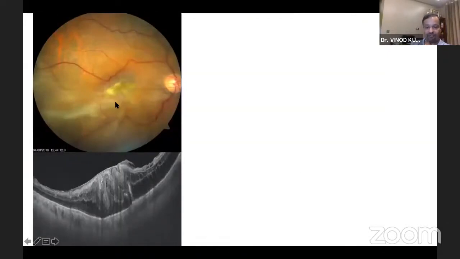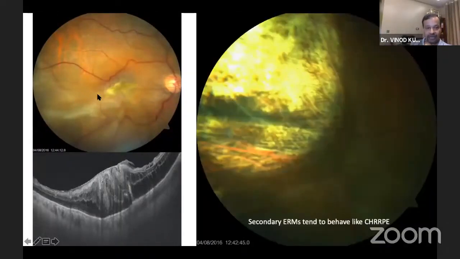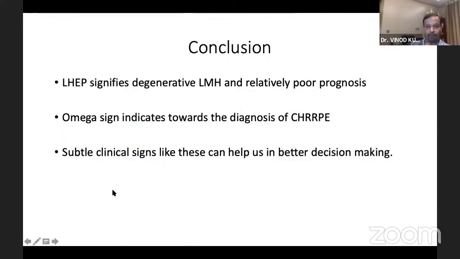But of late, we have realized that a similar situation can sometimes be seen in secondary ERMs, which can behave like CHRRP, combined hamartomas. So this is a patient who has undergone buckling surgery, had a secondary ERM, and is showing something which looks like a combined hamartoma. So to conclude, LHAP basically signifies degenerative lamellar macular hole and a relatively poor prognosis. Omega sign points towards the diagnosis of combined hamartoma. And whenever we take on peeling in these particular patients, we should be very careful.